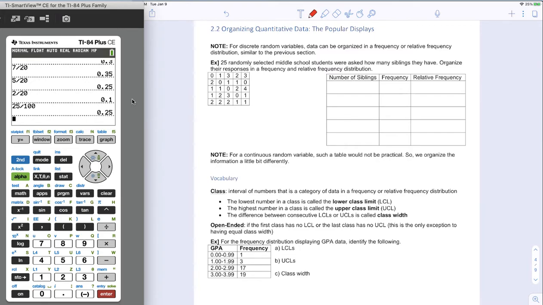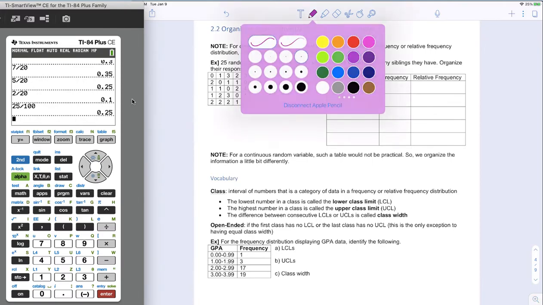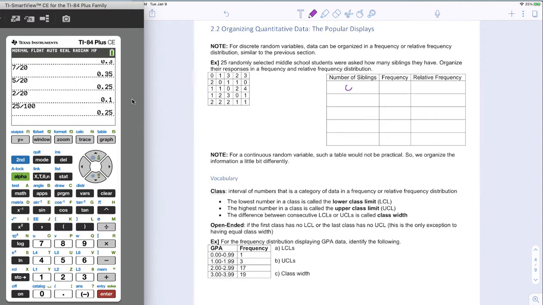Now we're looking at displaying quantitative data. 25 randomly selected middle school students were asked how many siblings they have. Organize their responses in a frequency and relative frequency distribution. So notice that we have the raw data here. The lowest number is 0, the highest number is 4. So let's go ahead and fill out this column with a table.